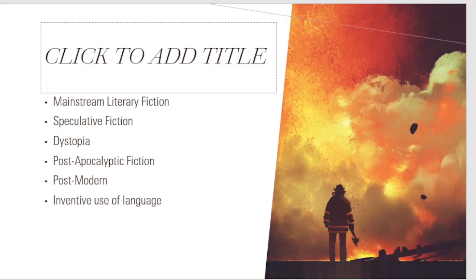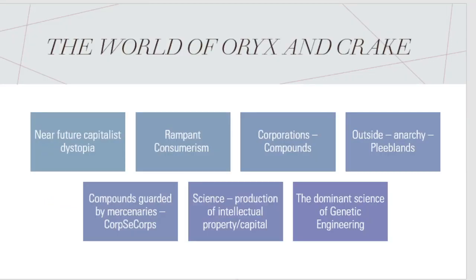Okay, so let's spend a little bit of time looking at the world of Oryx and Crake. As I mentioned, this is a near future capitalist dystopia. You can imagine that this story is taking place maybe 50 or 60 or even just 100 years from this present moment. This is a world in which there are no countries as such. Instead of countries, you have corporations. And these corporations own great amounts of land.